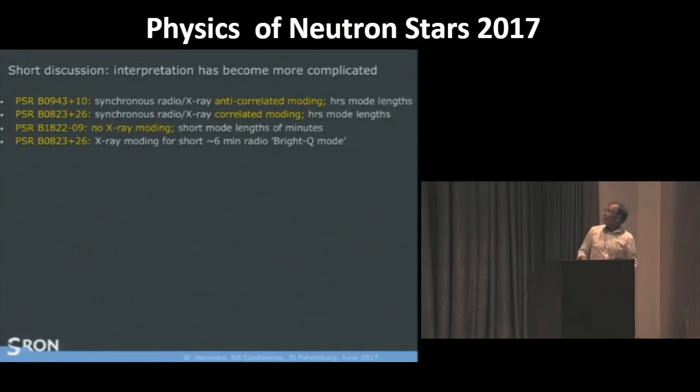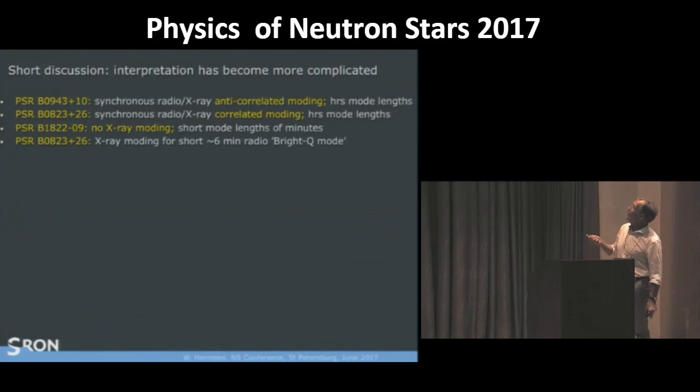But let's say now to compare the three pulsars, Moding pulsars. 0943, we have synchronous radio and X-ray correlations, but anti-correlated, and here the mode lengths are hours. 0823, again, synchronous radio X-ray correlations, but they are correlated. Also mode lengths of hours, on average a bit longer, but hours.